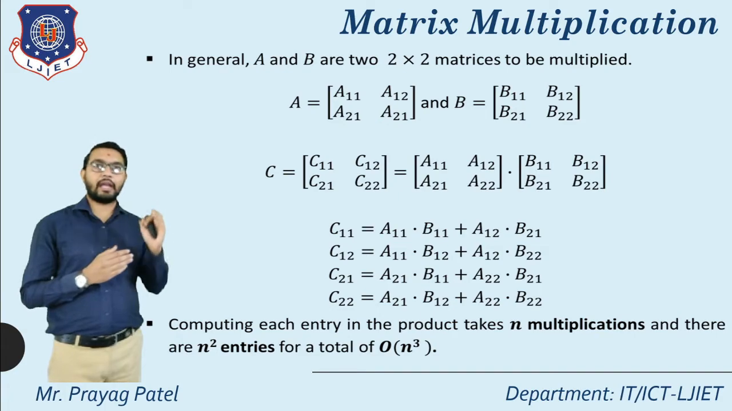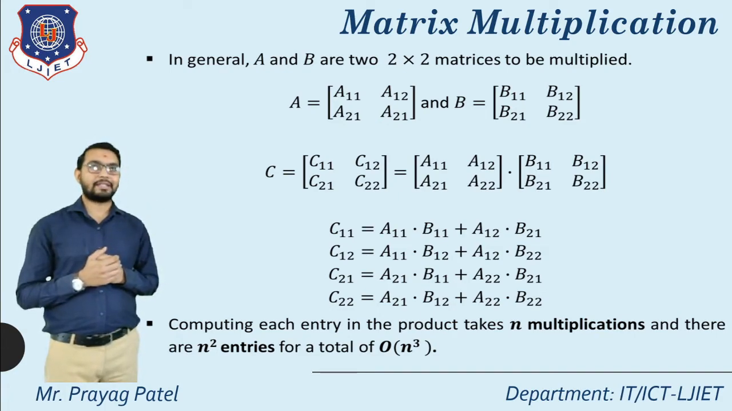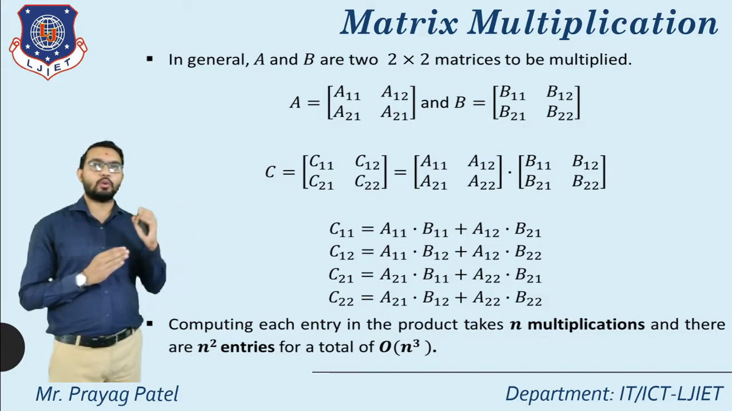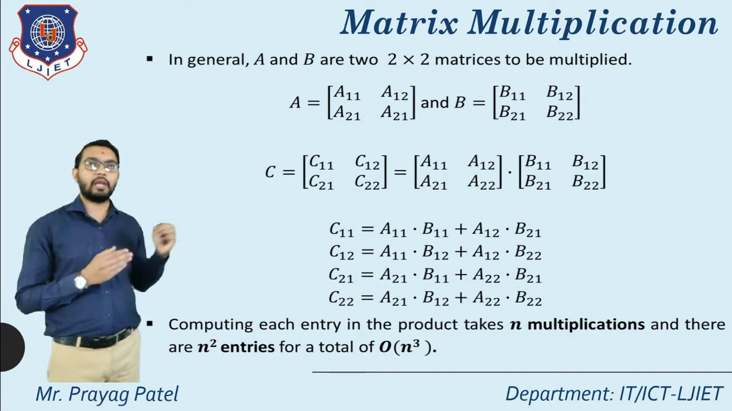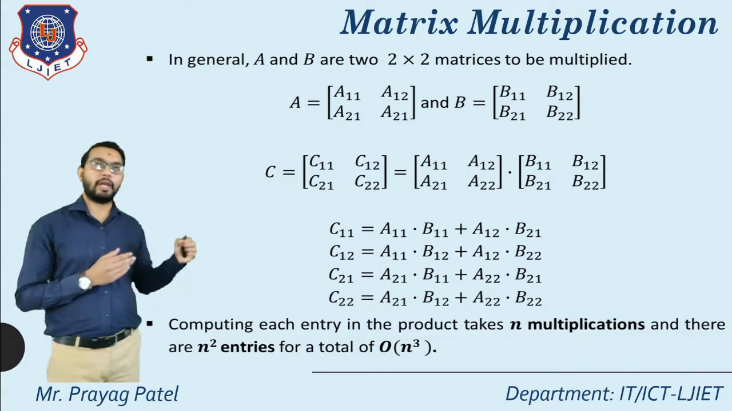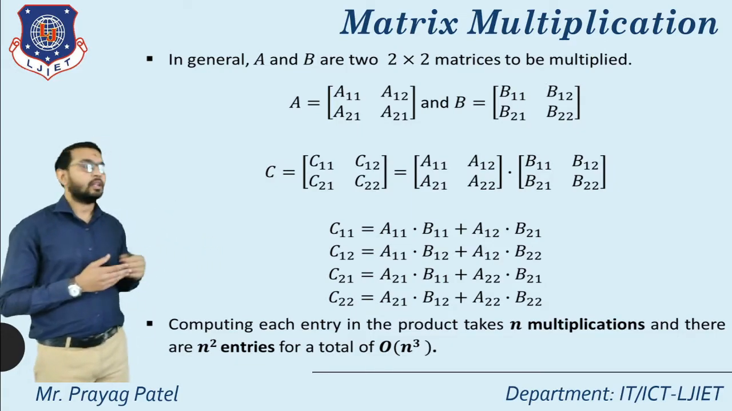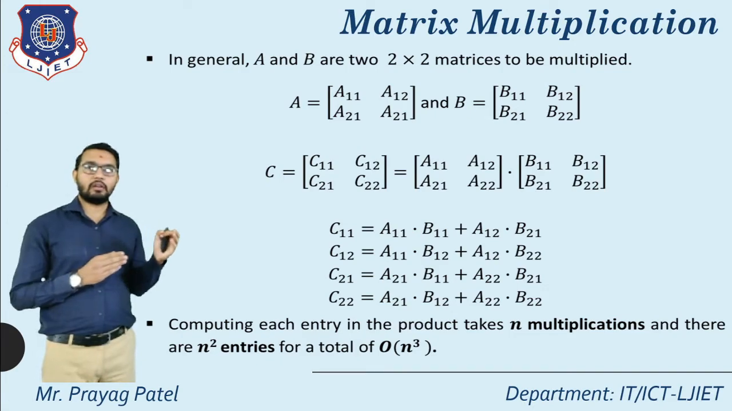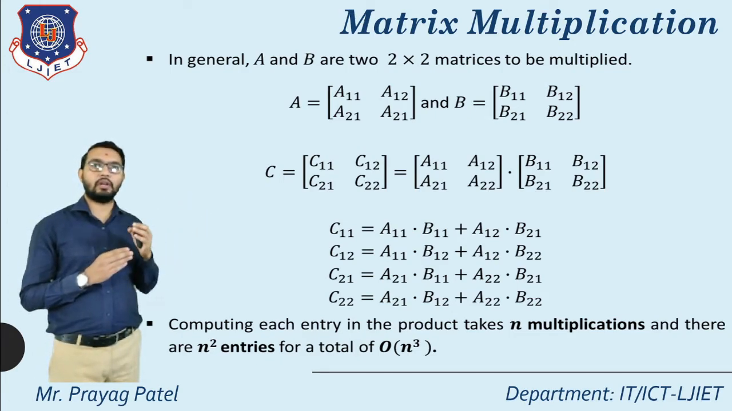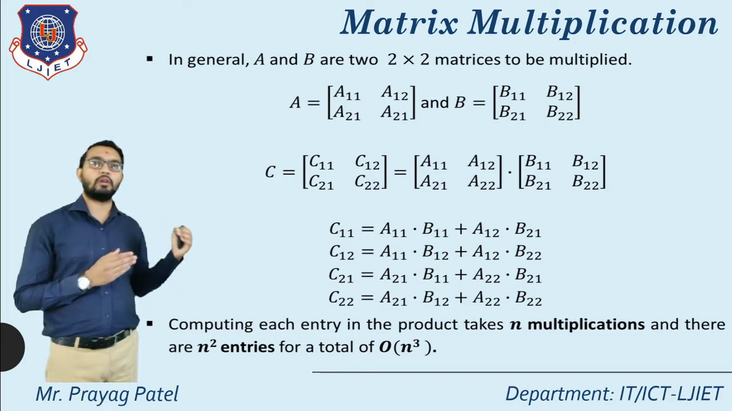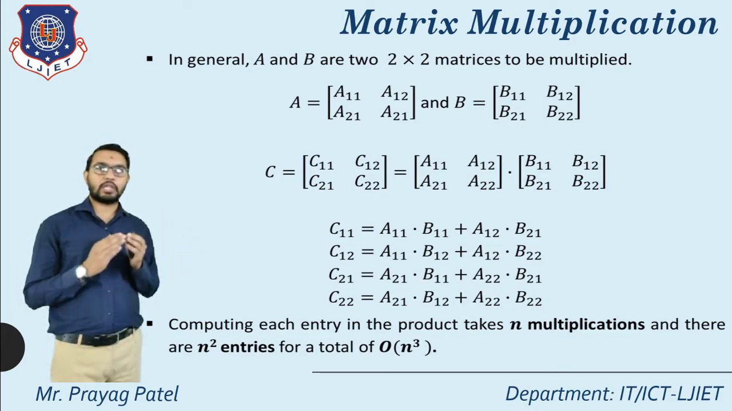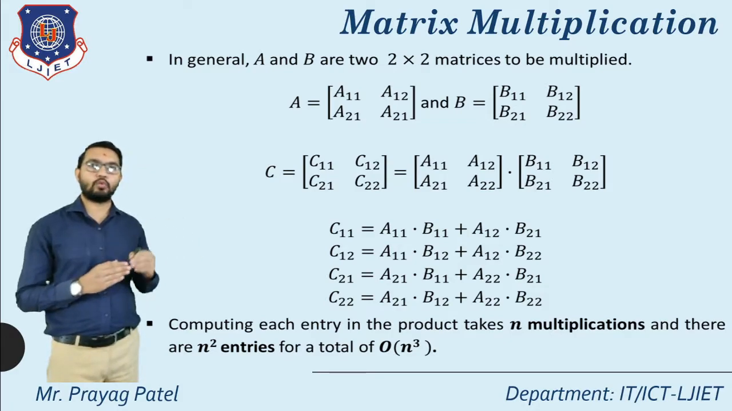So in general, A and B are two 2 cross 2 matrices to be multiplied. Then A is A11, A12, A21, A22 as its elements. Now for B consider B11, B12, B21, B22 as its elements. Now C equals A multiplied by B, that is, A11, A12, A21, A22 multiplied by B11, B12, B21, B22. So C equals C11, C12, C21, C22.